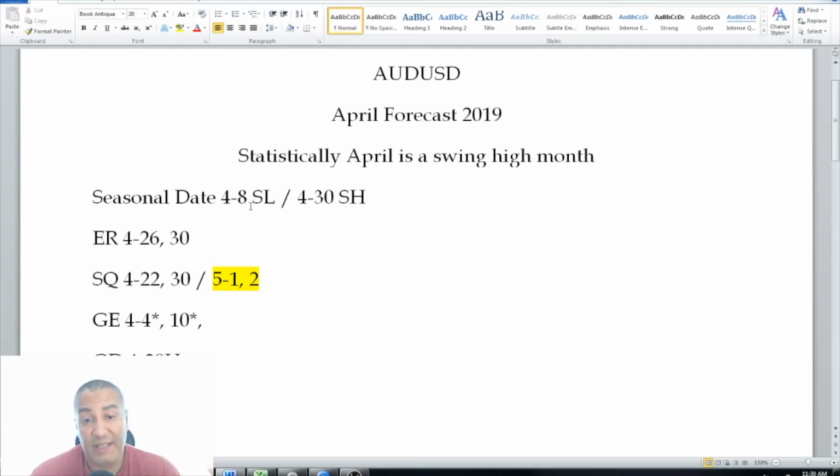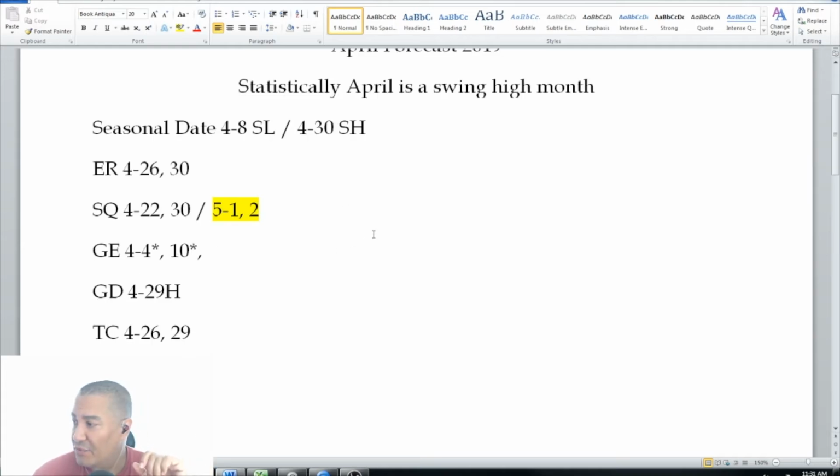So seasonally, it makes a low on April the 8th, and then it shoots all the way up to the 30th. But that hasn't happened. It's done the opposite. It went all the way as high as the 17th and just swung all the way down. These dates right here, I'm watching the 26th and the 30th. So now everything just got inverted.